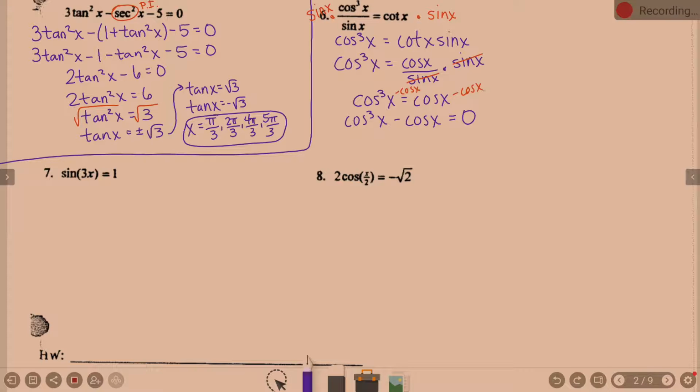I already gave you a hint. I mentioned factoring, right? What do cosine cubed and cosine have in common? They have a single cosine in common. Yes, good. So if I factor a cosine x out, what remains in my parentheses? Cosine cubed divided by cosine is going to be cosine squared, minus cosine divided by cosine is 1.